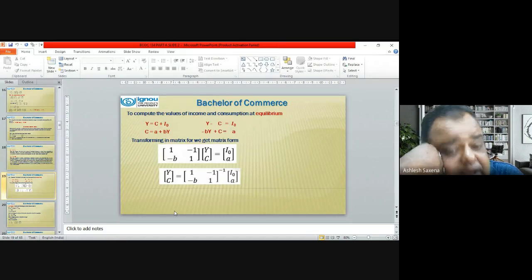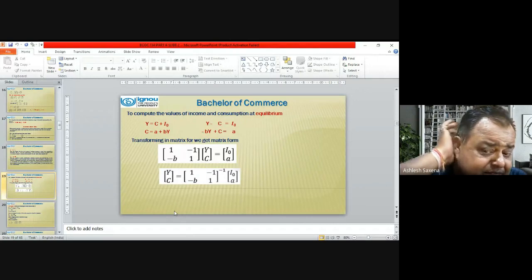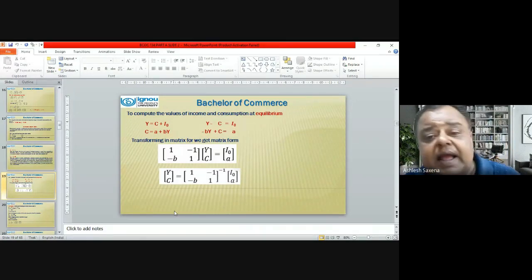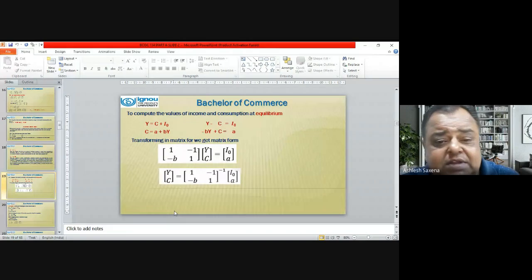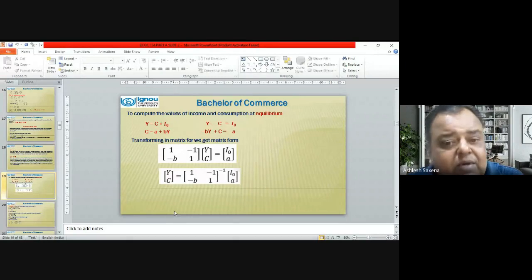What we will be doing? We will be transforming these equations in the form Y minus C is equal to I naught. I naught is the autonomous investment. And the second equation, what we are going to do? Minus bY plus C equal to a. That means on the right side of the equation, we have all the constants, and on the left hand side, in the same order of Y and C, we have the variables.